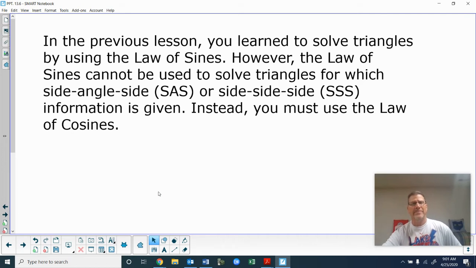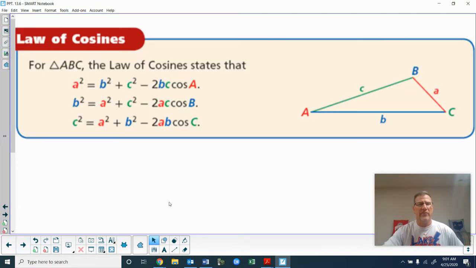Using the law of sines last week, the law of sines cannot be used to solve triangles for which side, angle, side, or side, side, side information is given. Instead, we're going to use the law of cosines. So this is the law of cosines.